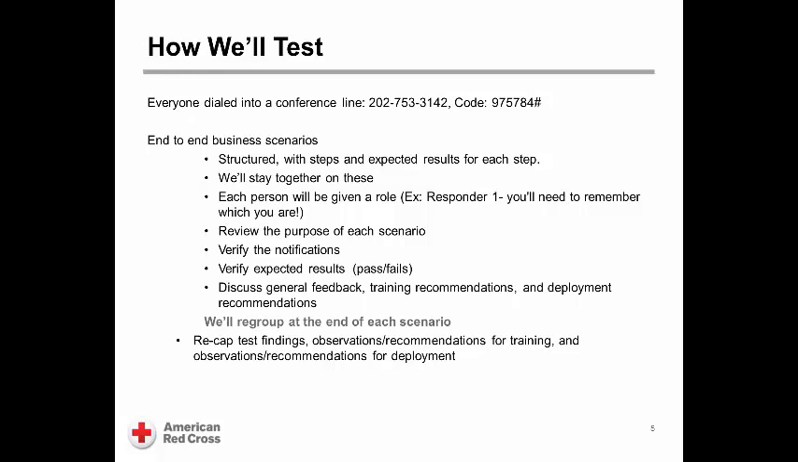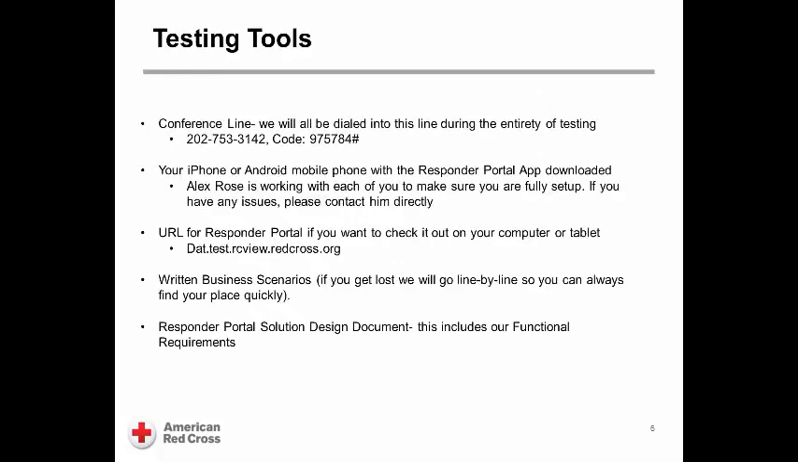We're going to review the purpose of the scenarios. Why are we doing this event versus that event, or why are we doing it in this way? We're going to verify notifications and expected results. It's simply going to pass or fail. And we'll have comments, so if something is confusing, again, that might be something we need to deal with in training, or maybe something we can deal with down the road. At the end of each scenario, we will regroup and then move on together to the next scenario. And then ultimately, we'll recap our findings. We'll figure out and really focus on some training, and we'll talk about some deployment considerations.